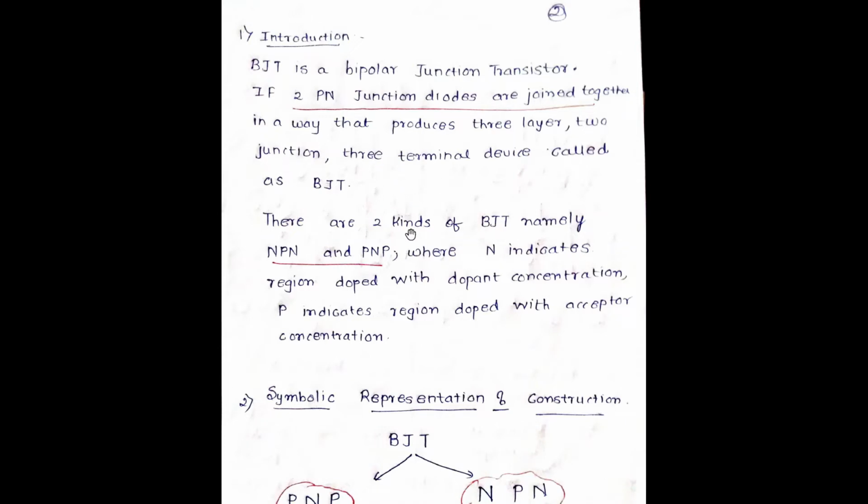And this BJT has two kinds of transistors, that is the NPN and the PNP. The N stands for the region that is doped with donor concentration, and the P stands for the region that is doped with the acceptor concentration. So basically a PN junction diode is the most basic form. When two PN junction diodes are joined together, it leads to a bipolar junction transistor, and it is made of two regions, one is the N, the other one is the P. The N indicates the donor concentration, the P indicates the acceptor concentration.